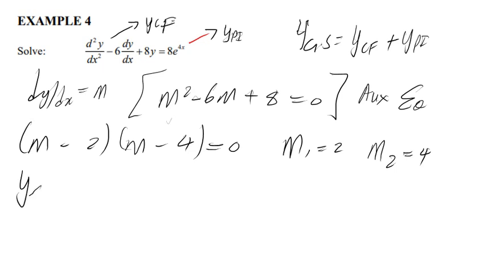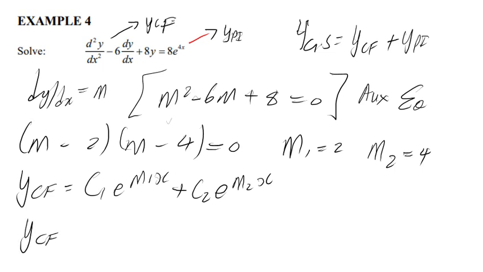So this is the equation that you're going to use: C1 e to the m1 x plus C2 e to the m2 x. Therefore, the YCF will be equal to C1 e to the 2x plus C2 e to the 4x.